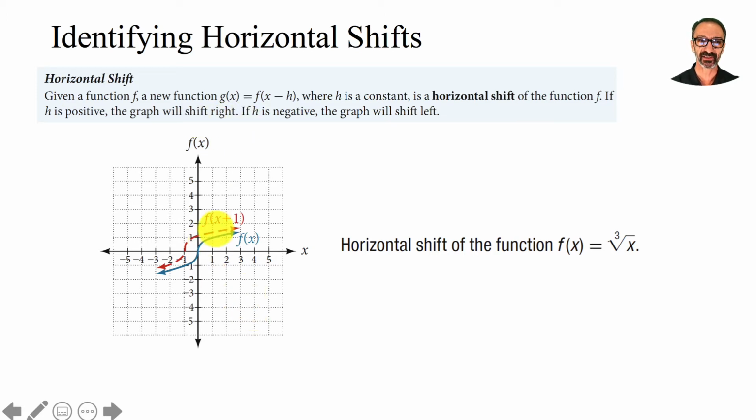Well, this one right here, it's x plus 1, but when I compare it to this one, it's actually x subtract negative 1. So if h is negative, in this case, h is negative 1, it's x minus negative 1. So h is negative 1. You shift the graph to the left 1 unit.